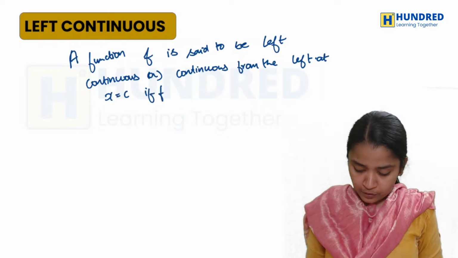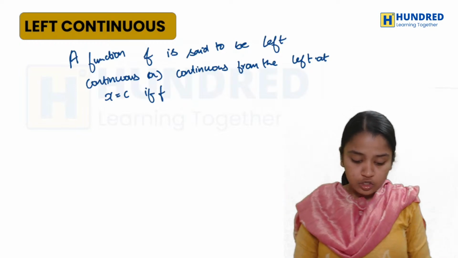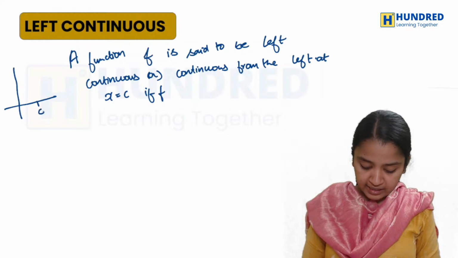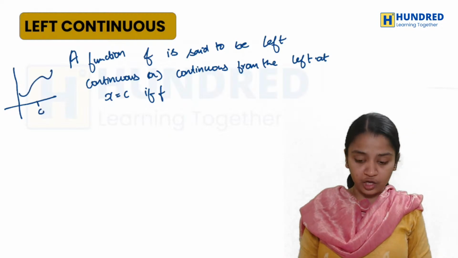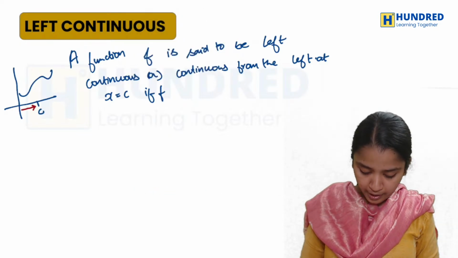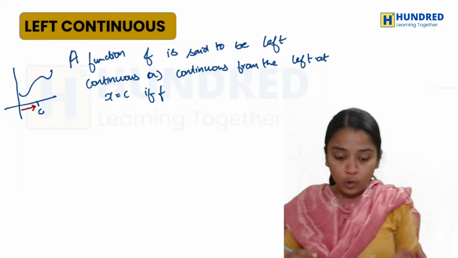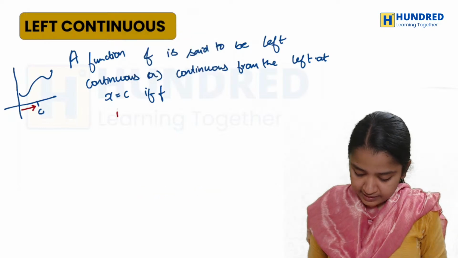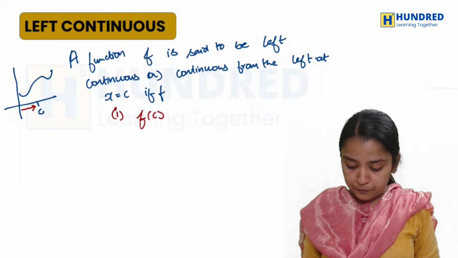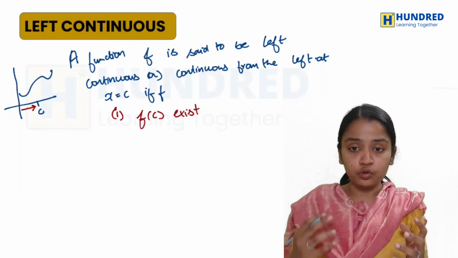if and only if. So when do you say a function is continuous from the left? Basically you have a number line and a point c, and suppose this is your function. From the left of c is basically this point. You say a function is continuous from the left when, and I'm writing these conditions in different colors so that you'll understand, f of c exists. Your function at the particular value should exist.